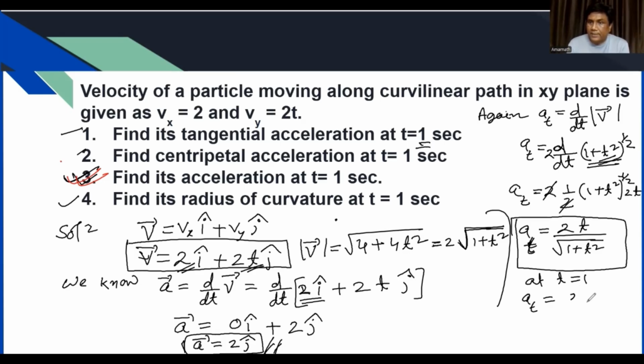Here it is, this is also 1, na? 1 plus 1, 2, under 2. So it means at will be root 2. At t equal to 1 second, tangential acceleration is root 2. Okay, that is done. Second question, but this part is done.